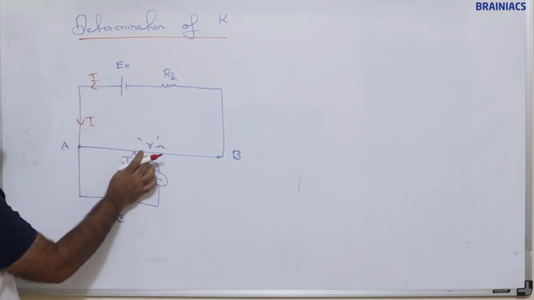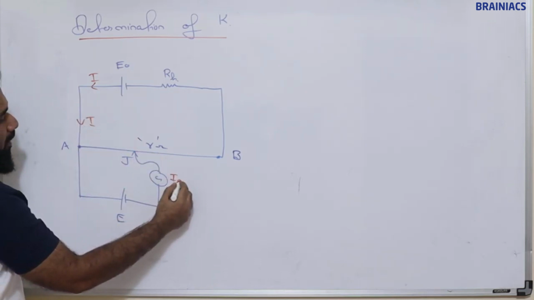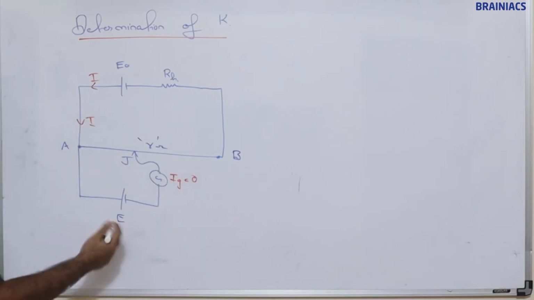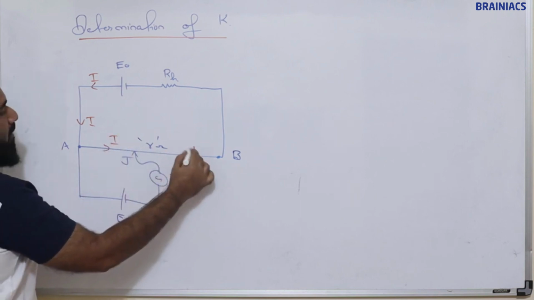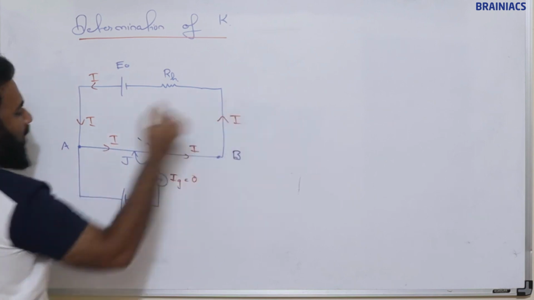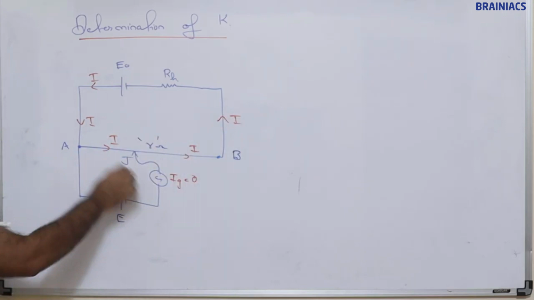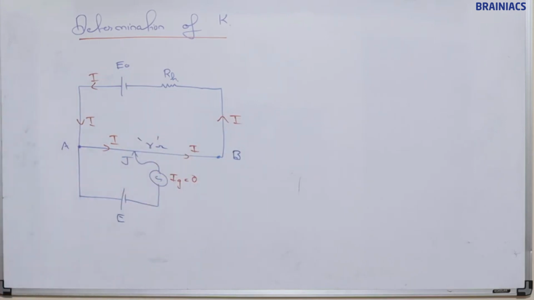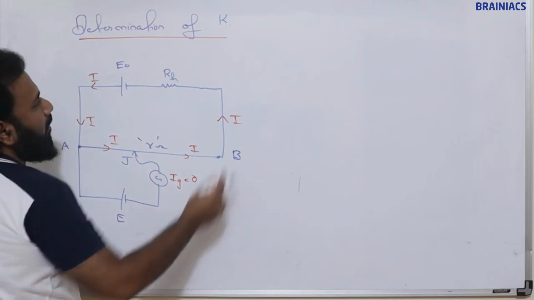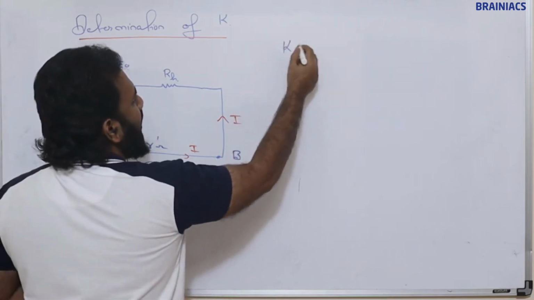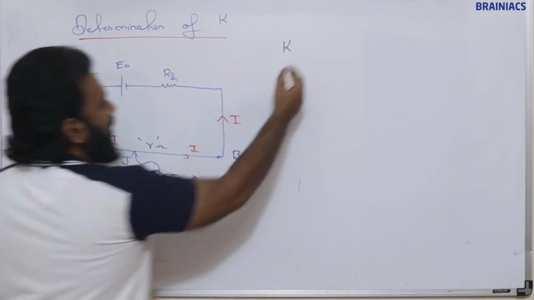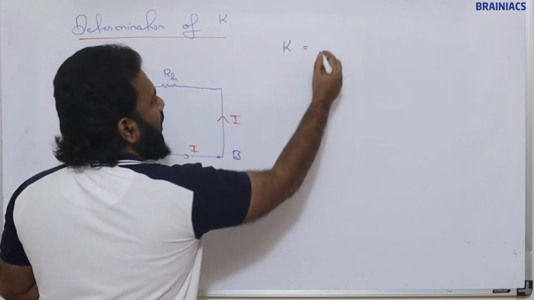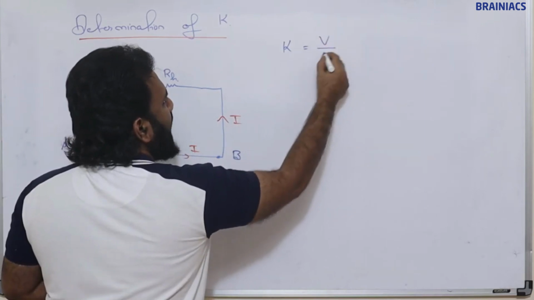Now once we get galvanometer deflection as zero, Ig is equal to 0, we know that current I will be going like this. Now we moved the jockey and finally we got the galvanometer current as 0. Now we need to find the potential gradient K. So what is the potential gradient of this wire? Voltage per unit length. So V divided by L.